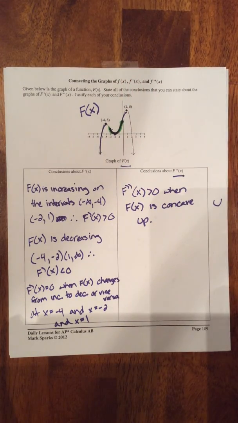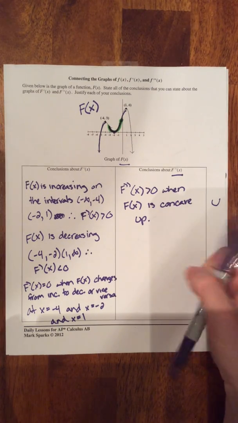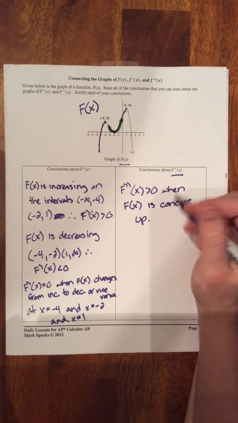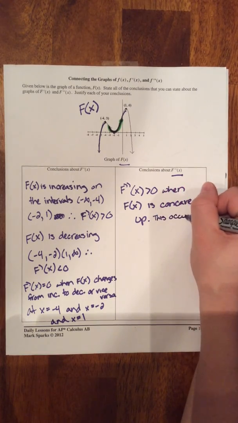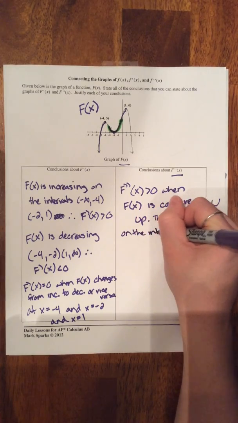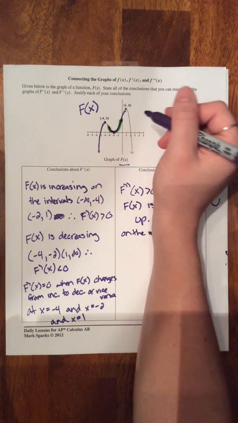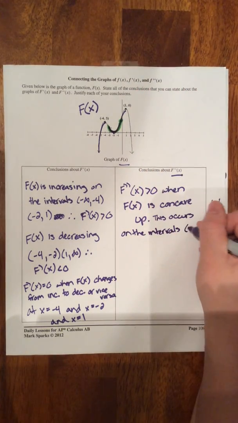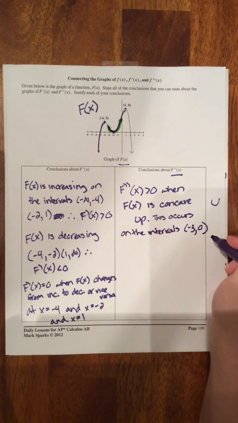So f double prime is greater than 0. That's the conclusion I'm reaching. I'm giving my justification: this happens when f of x is concave up. This occurs on the interval from negative 3 to 0. Again, this is just a guess right here. You would be given much more specific information so you can figure that out.